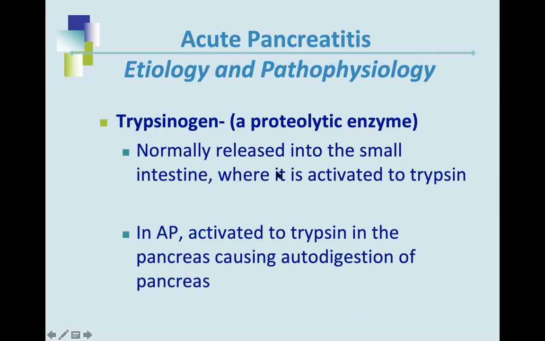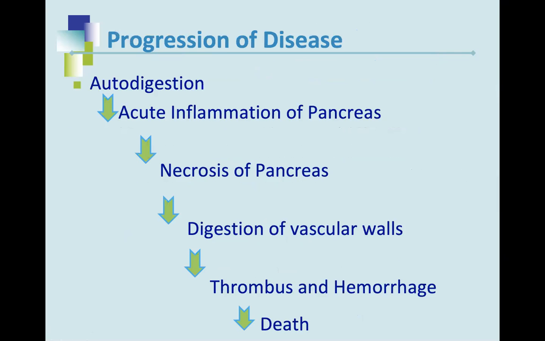Same thing that normally they are released in the intestine, but when there is obstruction, they will be activated and they will cause autodigestion of the pancreas. What is autodigestion? इस घर को आग लग गई घर के चिराग से. It is a cascade of reaction, inflammation, necrosis, and digestion of vascular walls, and then thrombosis, DIC, and ultimately shock and multi-organ failure, and then death.